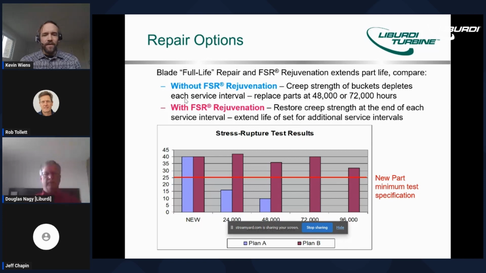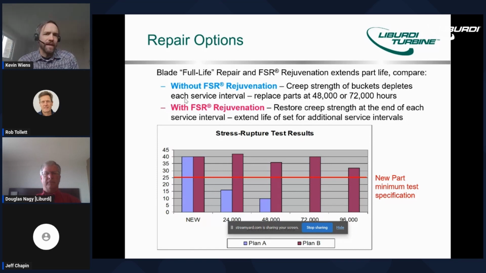And so this allows a part that might otherwise be retired. In this case, this is a component that gets retired after 48,000 hours of service. But with rejuvenation, we can continue its life further. And in this case, when this plot was generated, this set of parts had gone to 96,000 hours. It's since that time exceeded 100,000 hours.